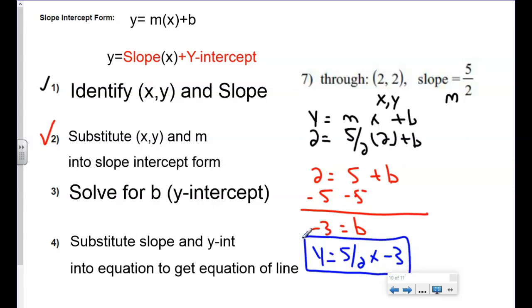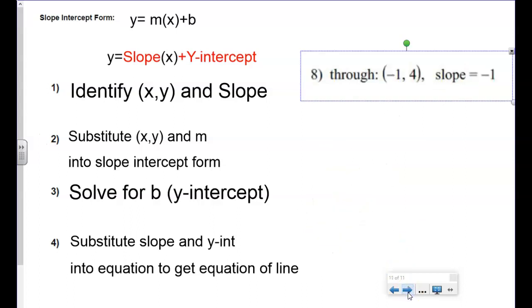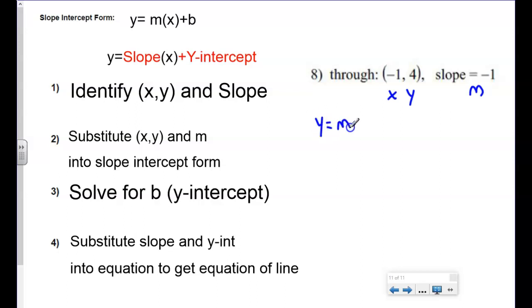Okay, and then I'll just show you guys one more, and then you guys can try the next two for me. Okay, all right, so find x, y, and slope. All right, so y equals mx plus b. So we're going to substitute x, y, and m into slope-intercept form. So we got 4 equals -1 times -1 plus b. 4 equals 1 plus b.